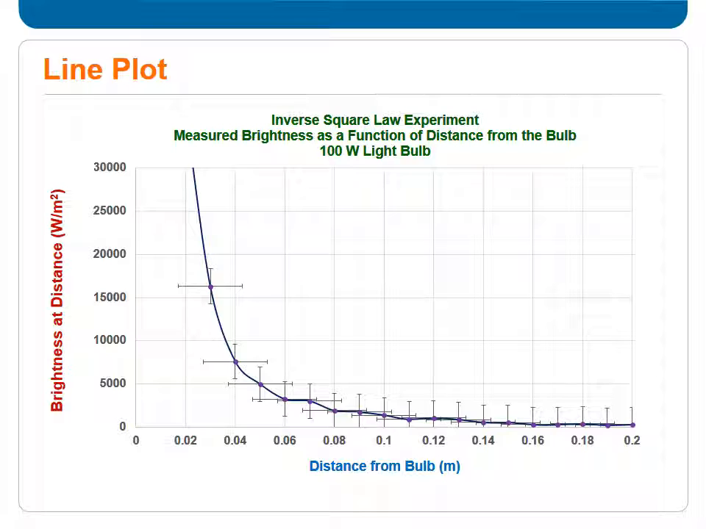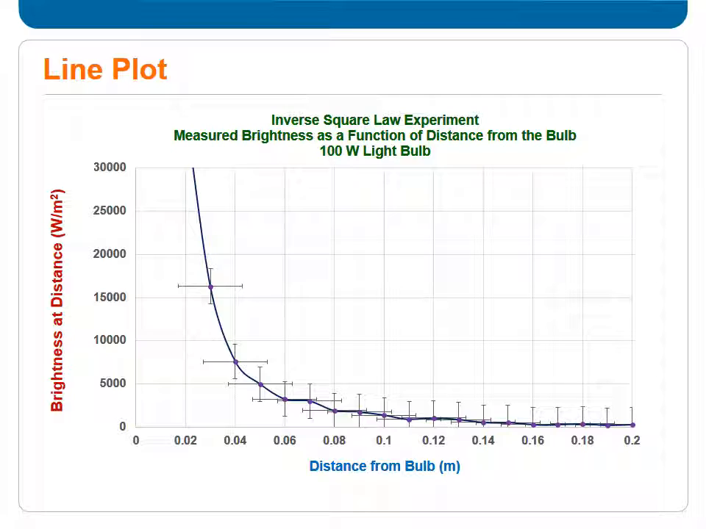Line graphs are used when one variable, independent, affects another, which is the dependent variable. They are useful for predicting trends. The title of the plot is Inverse Square Law Experiment. The subtitle indicates that this is measured data using a 100-watt light bulb and measuring its brightness at increasing distances from the bulb. 4 questions are first answered before interpreting the plot.